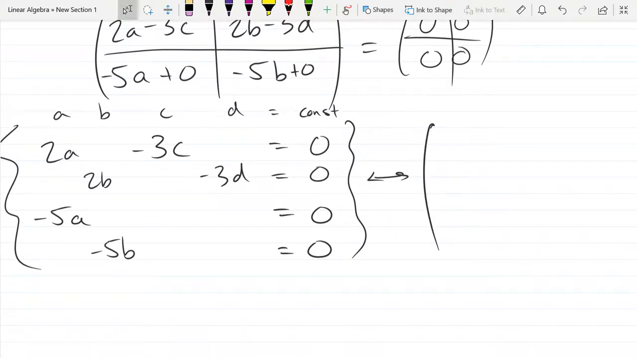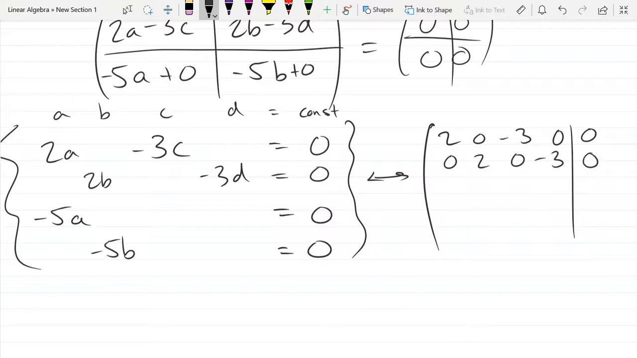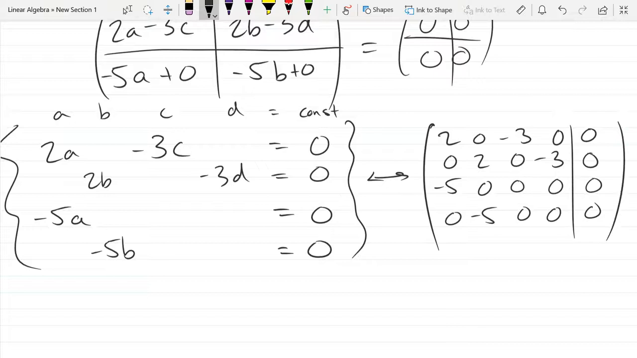So we got 2, 0, negative 3, 0, 0. 0, 2, 0, negative 3, 0. Negative 5, 0, 0, 0, 0. 0, negative 5, 0, 0, 0. All right, so my linear system's extra easy.